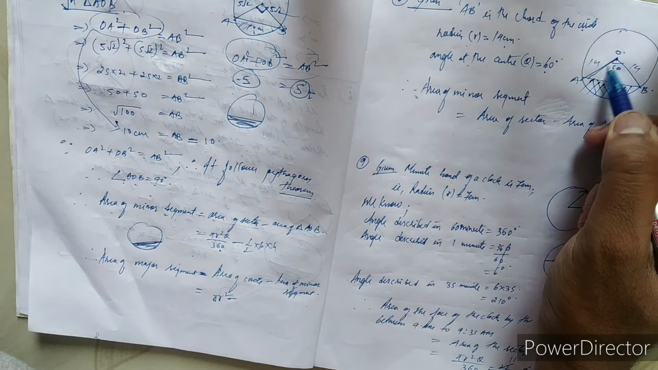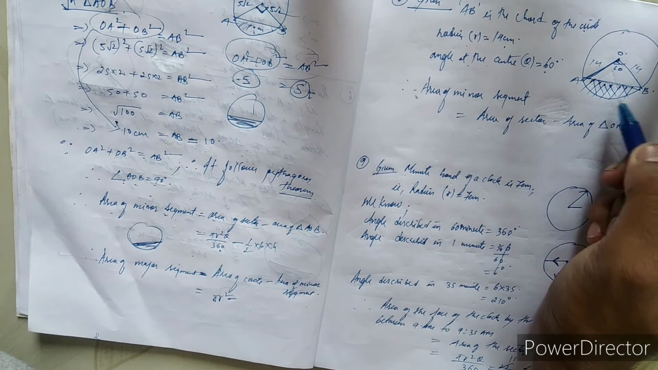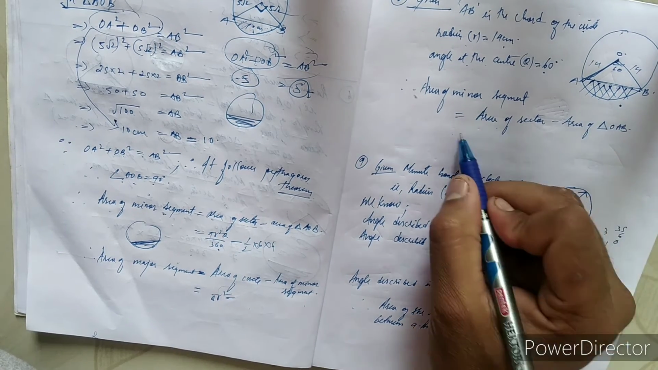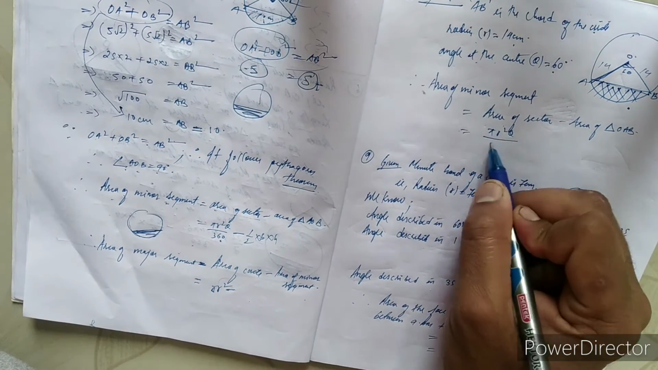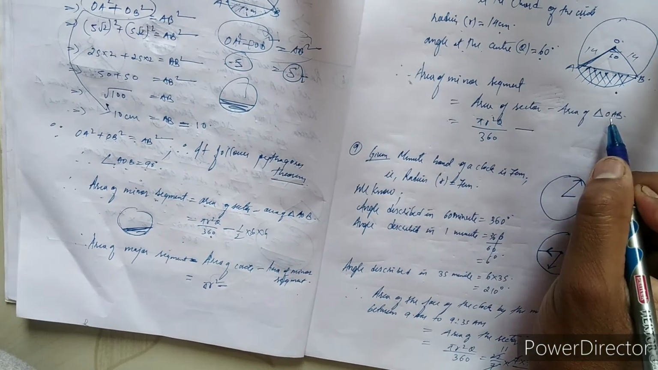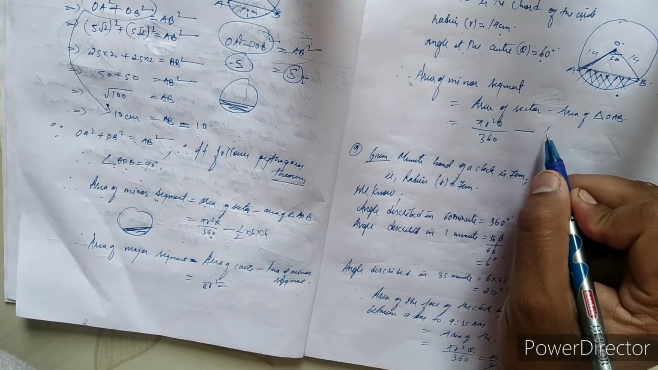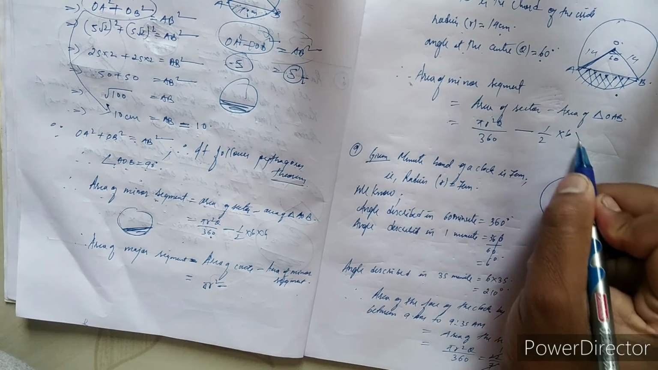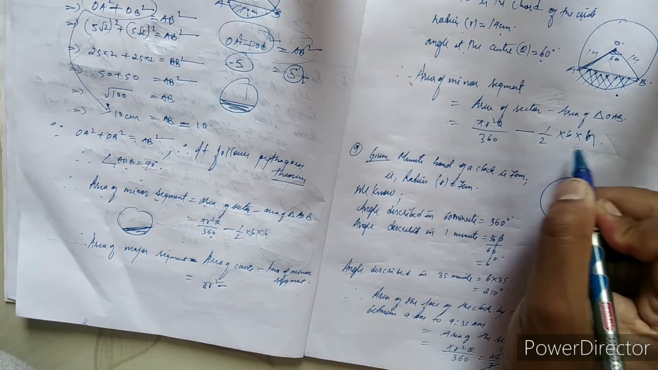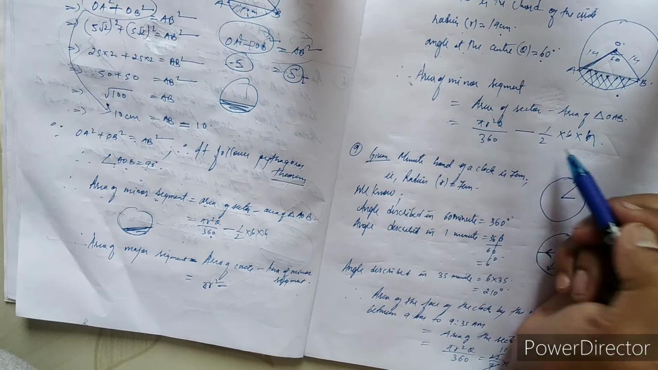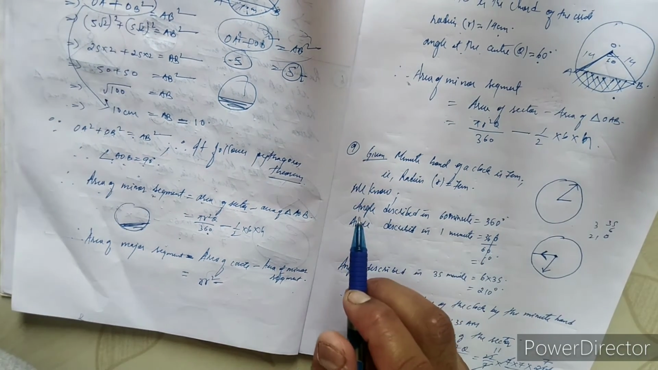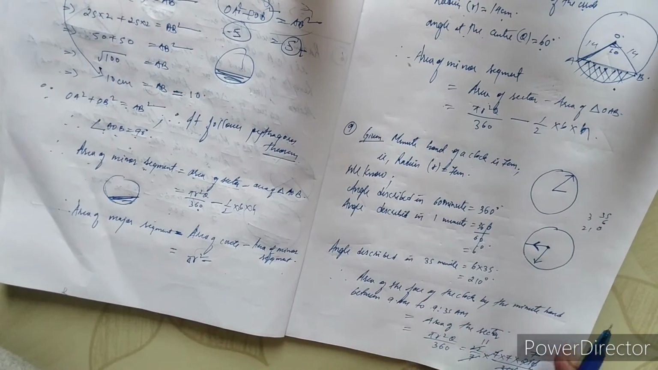To find this, we know that area of sector minus area of this triangle will give the answer. Area of sector is pi r square theta by 360, minus area of triangle AOB. AOB is half base into height. The base is 14, and the height is also 14. Put the values and check, you'll get the answer.